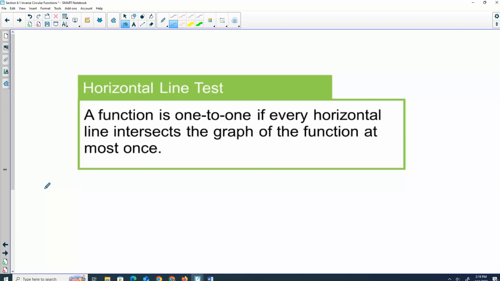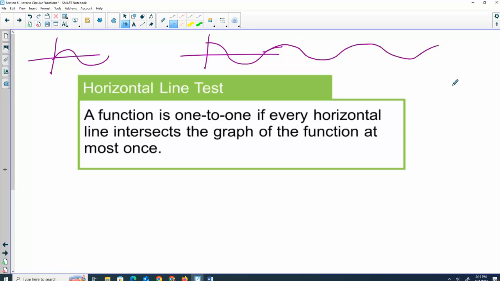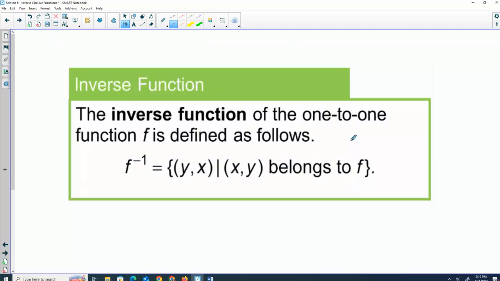Are the trig functions 1-to-1? No. I mean, think about the graph of sine. Sine looks like this. Is that 1-to-1? No. Cosine looks like this. And really, all of them keep repeating, right? So none of the trig functions are 1-to-1. In order to have an inverse, we need 1-to-1.